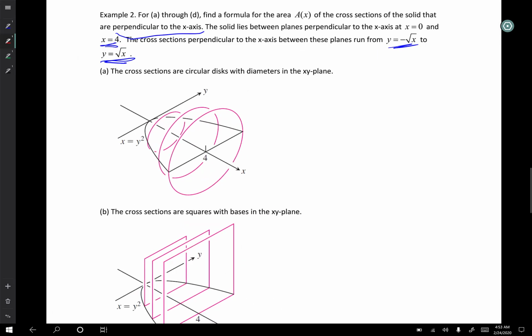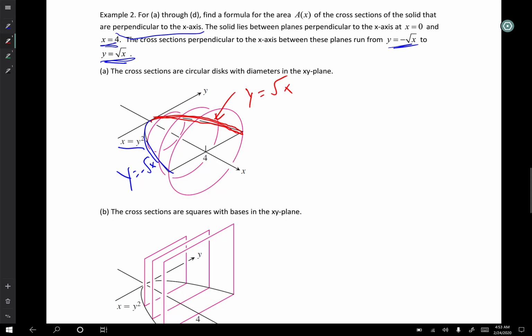So letter A. The cross sections are circular discs with diameters in the xy plane. Okay, so we're in the xy plane here, and I can see that this is a circle. They're making it easy for me now. This part in red, not counting the diameters, is y equals square root of x, and this in blue is y equals negative square root of x. That's the same thing as saying x equals y squared, which plots as a parabola opening up in the x direction.